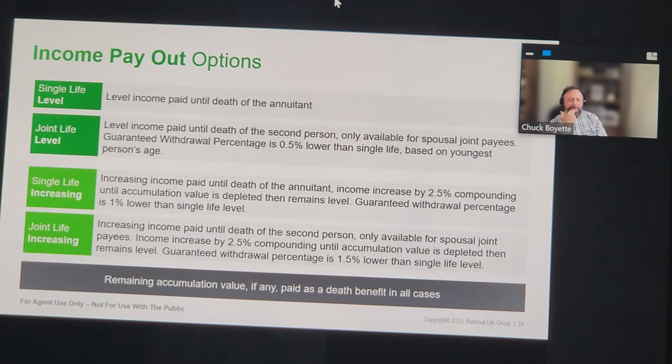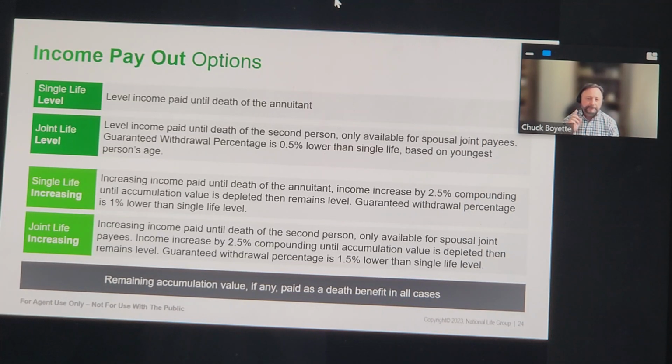And then we have single life increasing, which is really a hedge against inflation. Instead of a level income amount, it's going to pay an increasing amount. So increasing income paid until the death of the annuitant with the single life, right? Because the benefit's just based on a single life for this option. The income is going to increase by 2.5% compounded until the accumulation value is depleted, and then it's going to level out. The guaranteed withdrawal percentage is lower than with single life level. It's 1% lower.